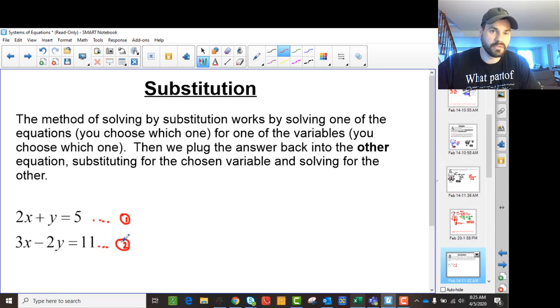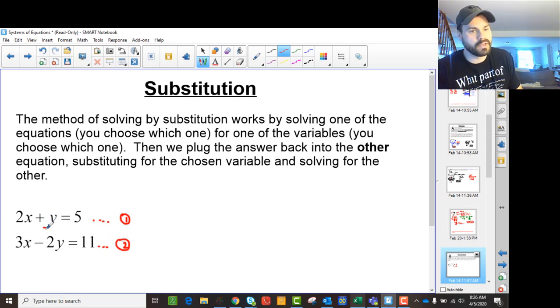And you could every time use substitution. So the fact is that you get to choose. You have a choice. The way that I choose is based on which one's the easiest to do. So when I look at any equation, if I have a variable like this that has no number in front of it, that's easy to solve for.